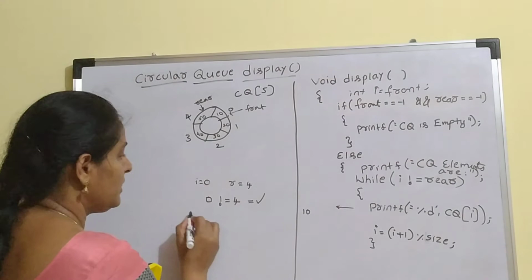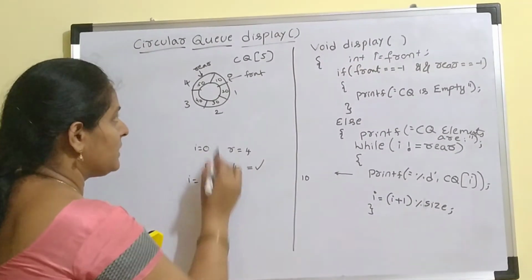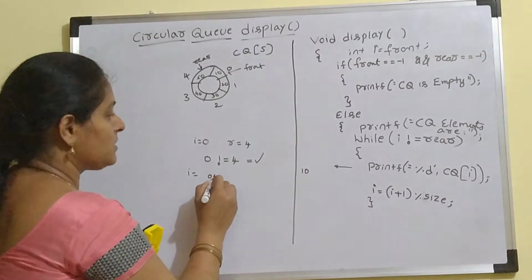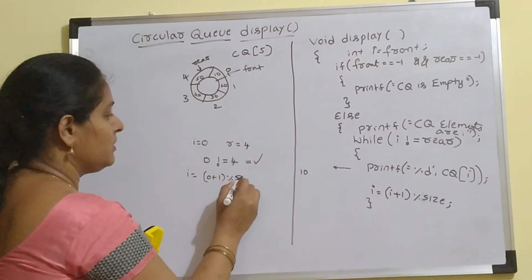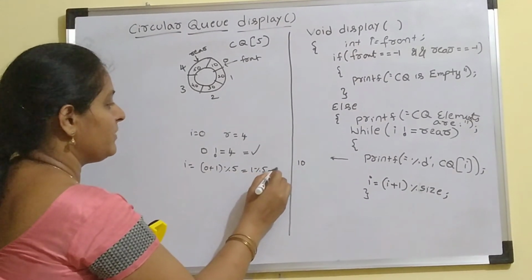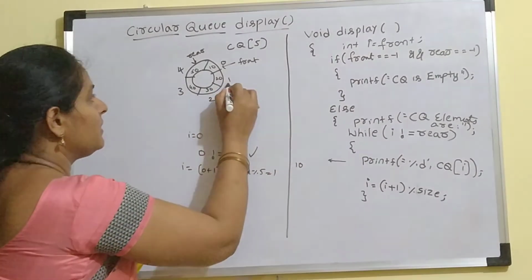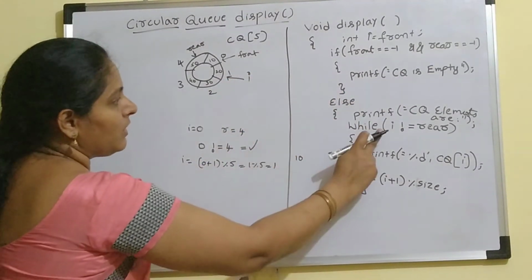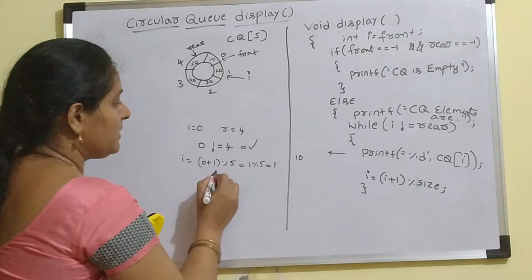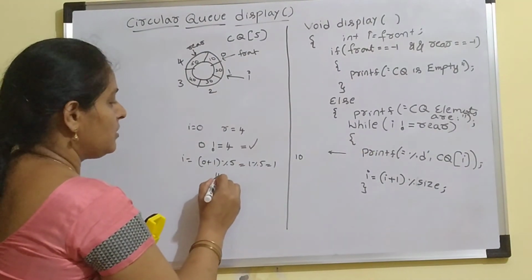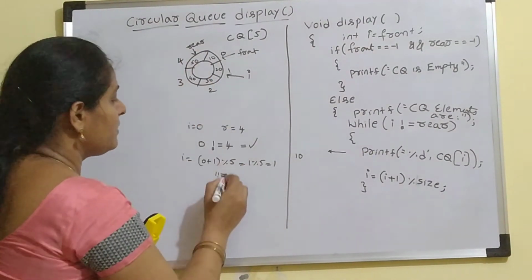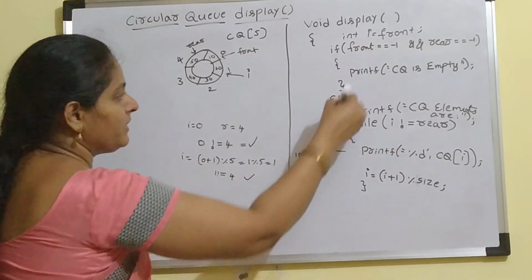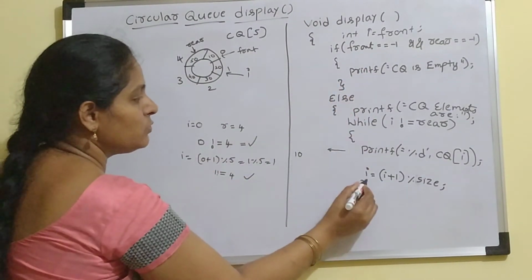Check this condition. I equal to I plus 1, 0 plus 1, mod 5. So 1 mod 5 means 1. So I value will be 1. So the I pointer comes to this position. Now, I not equal to rear. What is I value? 1. 1 is not equal to rear. What is the rear? 4. So the condition is satisfied. If the condition is satisfied, again we will enter into this loop.